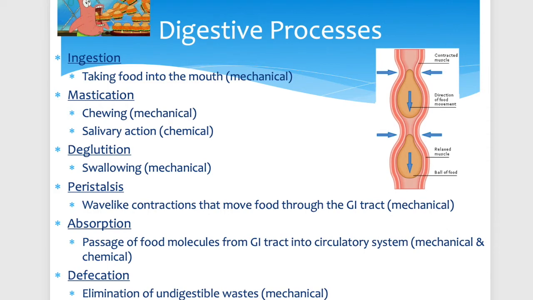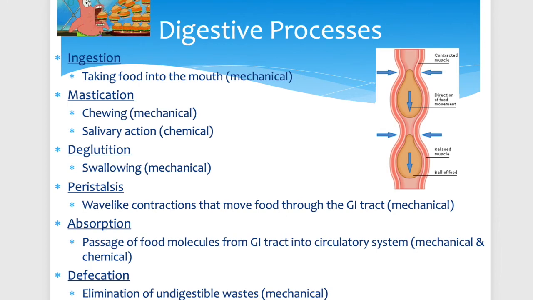Next, we have mastication, which is going to involve both mechanical and chemical digestion. Mastication is the process of chewing your food. When you are chewing your food, your salivary glands release saliva, or your spit, and that has enzymes in it. They're going to start the process of chemical digestion.